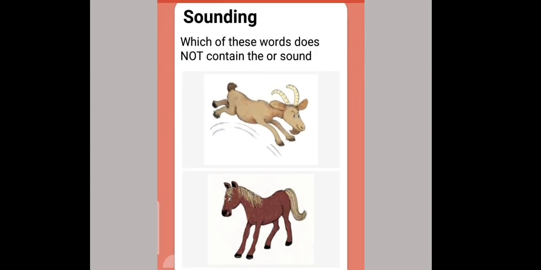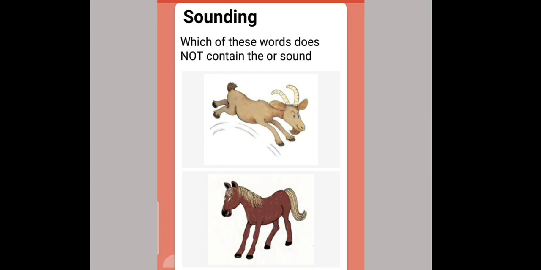Now let's listen. We are going to play a game right now. We will listen for the pictures. We are looking out for the sound "or" in these pictures. I'm going to say the names of these pictures and you listen very carefully to tell me the position of the sound "or". The picture that doesn't have the sound "or", we are going to cross it out because it's not our friend.